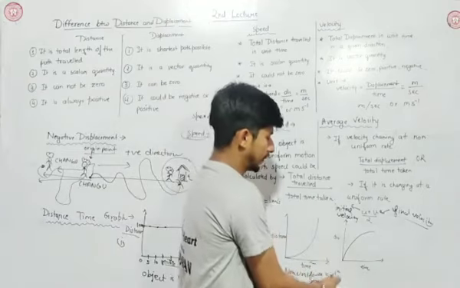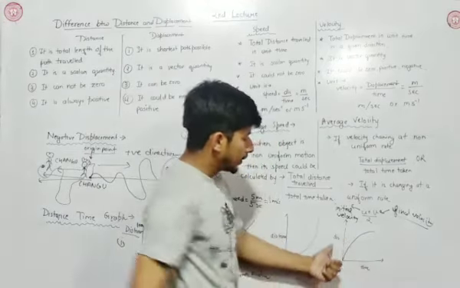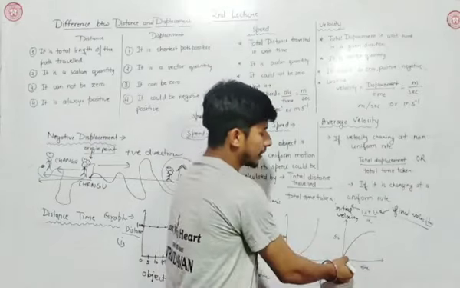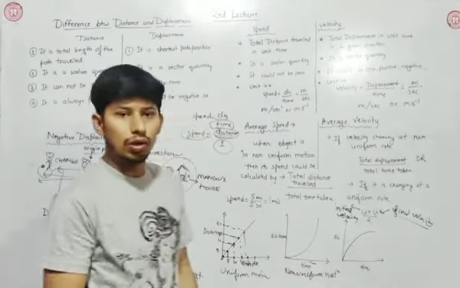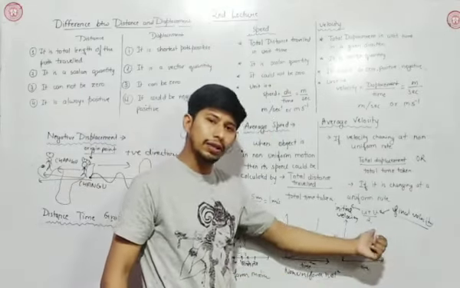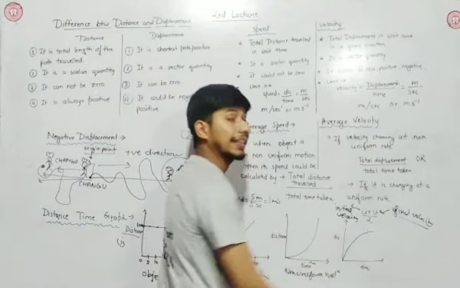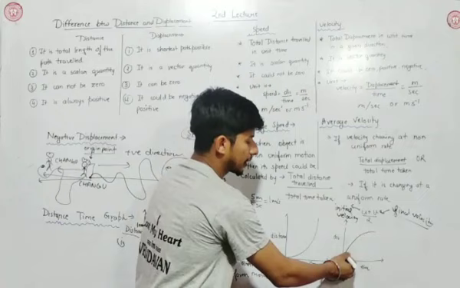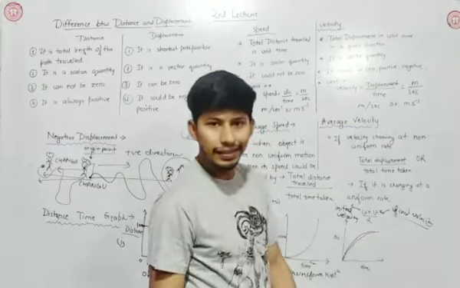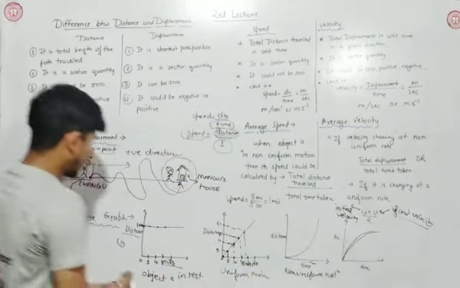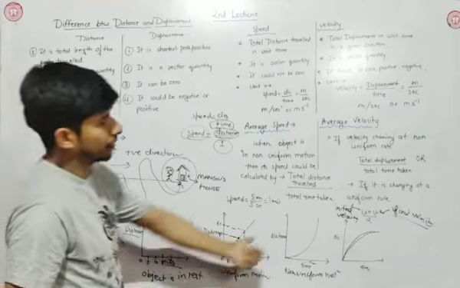Now the fourth graph. This graph is again a curved line, so this is also denoting non-uniform motion. But in this case, the speed is decreasing. Okay? Is it clear? So the 4 distance time graphs are given below.